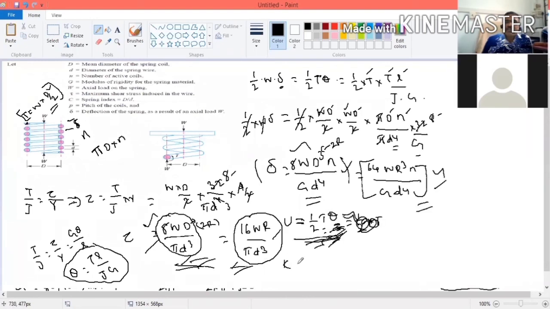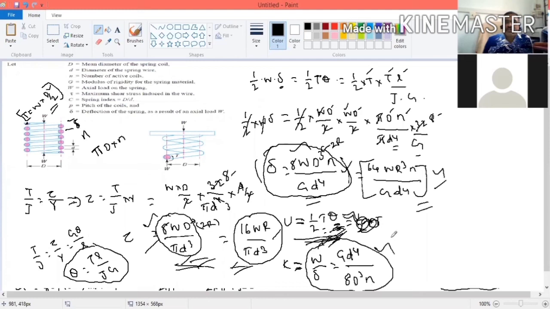Suppose if you want to calculate the value of stiffness K, what is K? K is equal to W by delta. So in this equation, you find the value. If you want to find the value of delta, that is 8 W d cube n by G d power 4. If you want to find the value of K, W by delta is equal to, how will it come? So delta you take to the right side. So W by delta is equal to G d power 4, this will go to the numerator, and here we have taken W, then 8 d cube n. So this is the value of stiffness.